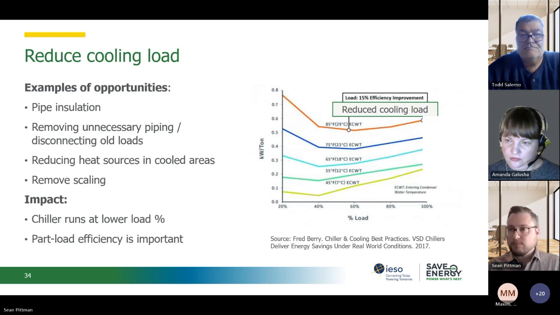The impact of these is that your chiller can run at a lower load percent, and just keeping attention to the part load efficiency of all our chillers is important. So this small graph here just illustrates that as you move from right to left and you reduce the percent load on your chiller, obviously the majority of chillers, to a certain point, will perform at a higher efficiency and therefore save you energy.